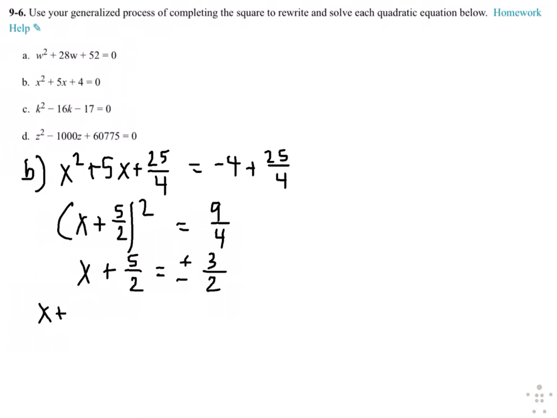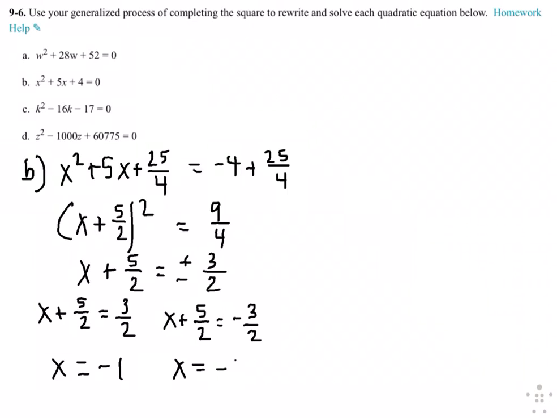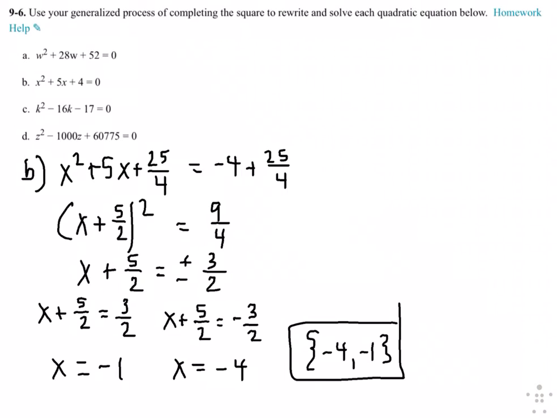So this is really x plus 5 halves equals positive 3 halves, and x plus 5 halves equals negative 3 halves. Now I'm going to subtract 5 halves from both sides of this equation, and I get 3 minus 5 is negative 2 halves. Negative 2 halves is negative 1. This one I'm going to subtract 5 halves from both sides, and I get negative 8 halves, which is negative 4. So the solution set is negative 4, negative 1 for B.